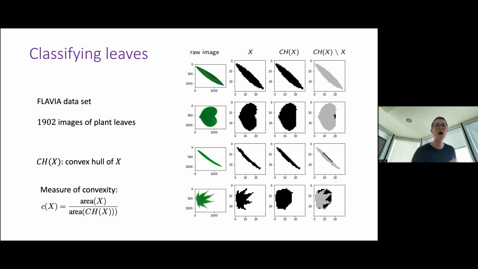Here you have the leaves, and the way the rows are ordered, we have decreasing convexity measure. So this has a higher convexity measure than this and so on. It might seem surprising that this has a higher convexity measure than this, but it is because we are taking the area, so it's proportional to the area of the image.